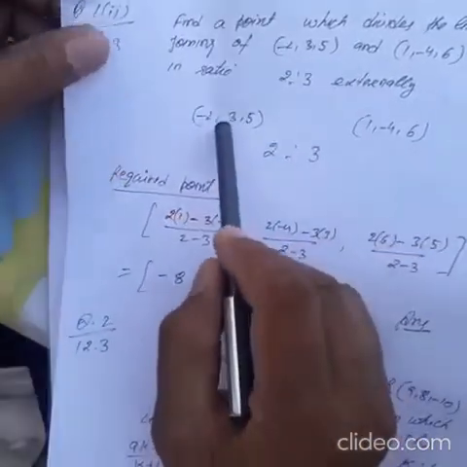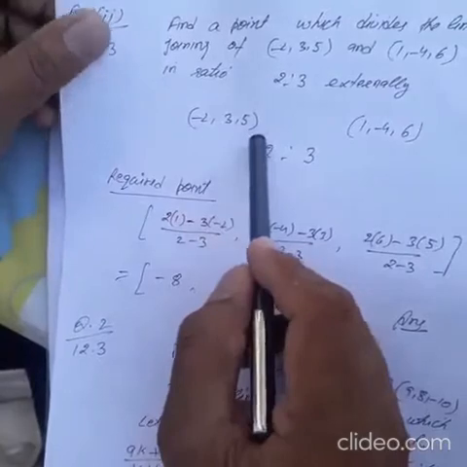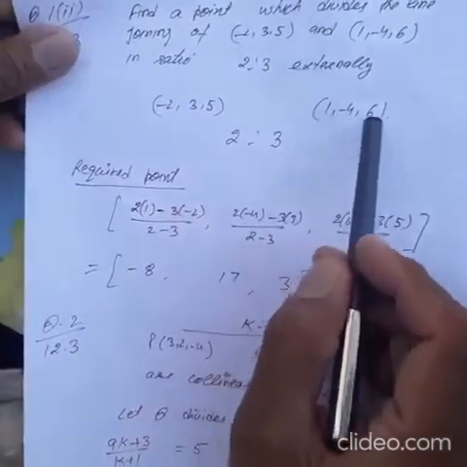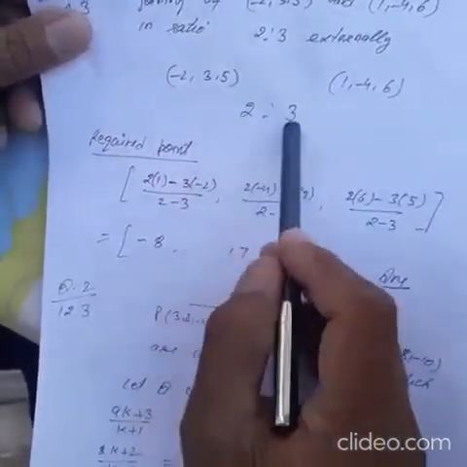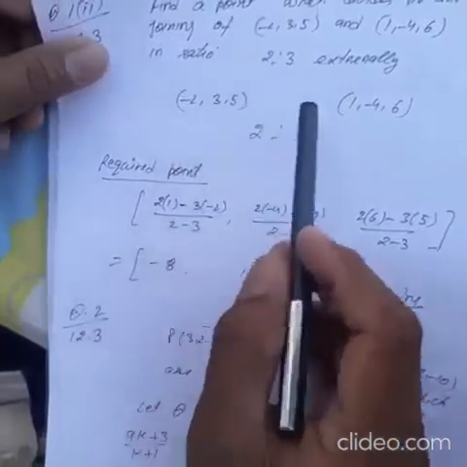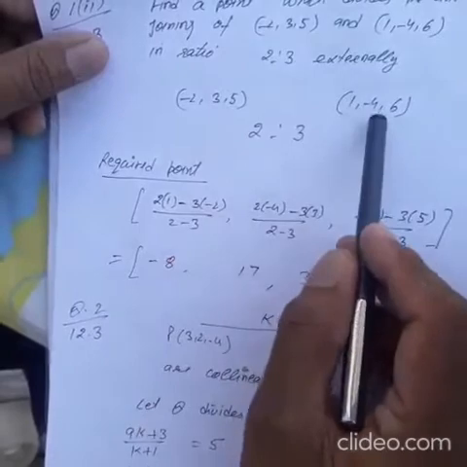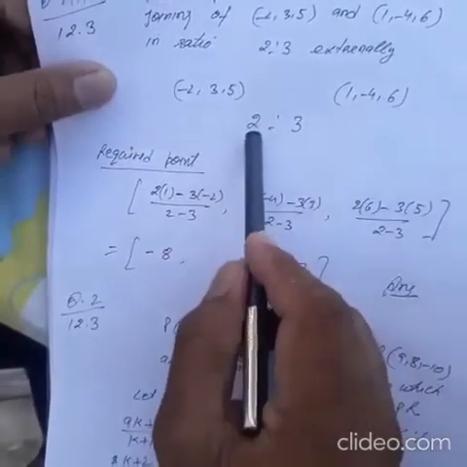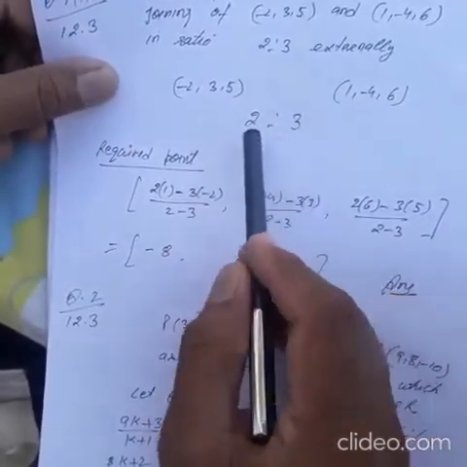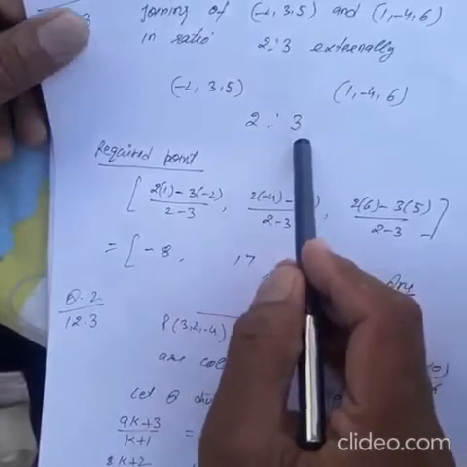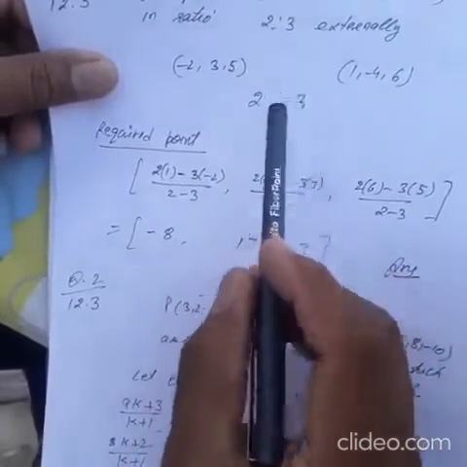So the given points are first point (-2, 3, 5), second point (1, -4, 6). Ratio is 2:3. You can compare with the formula. This is x1, y1, z1. This point is x2, y2, z2. And the ratio is m1 to m2. So m1 is 2 and m2 is 3. So you put these values in the formula.